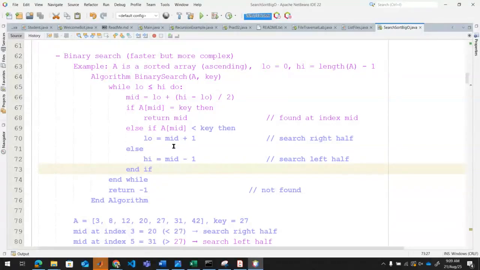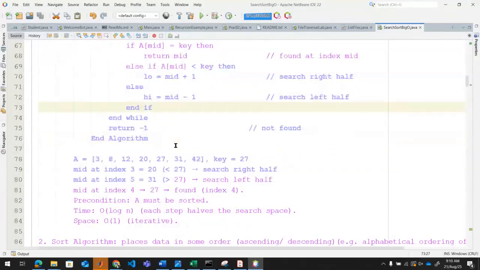Okay. At the end of the while, we return -1 if it's not been found. It means that the key doesn't exist within that program. The example we have here is shown here. So if A is our array, given as 3, 8, 12, 20, 27, 31, and 42, and the key we're looking for is 27, right? So we perform the operation: mid at index 3. So 0, 1, 2, 3. Index 3 is here, so that's 20. Right? So we compare, is 20 less than the key we're looking for, right?